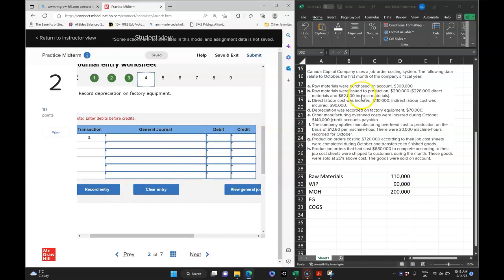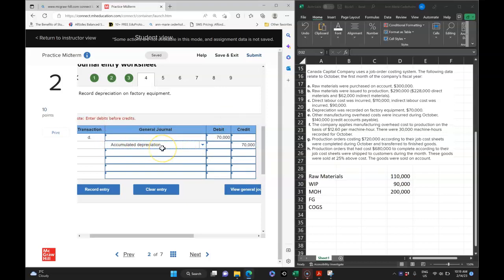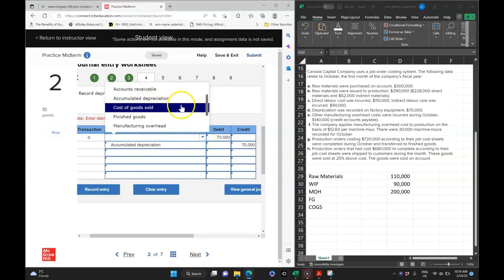Okay, depreciation was recorded on the factory equipment for 70,000. Okay, so I know when I record depreciation, I'm going to credit accumulated depreciation, which is the contra asset account, just to bring the value of the equipment down. Now, if this was a selling and admin expense, I would just call it depreciation expense, but because they said it was for the factory, I'm putting it into the manufacturing overhead account.